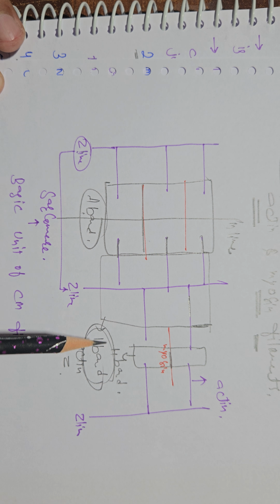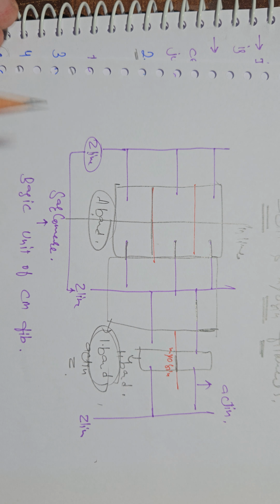So this presence of the A band, then the I band, then the A band, then the I band, this alternate presence of actin and myosin filaments, gives cardiac muscle a striated appearance.